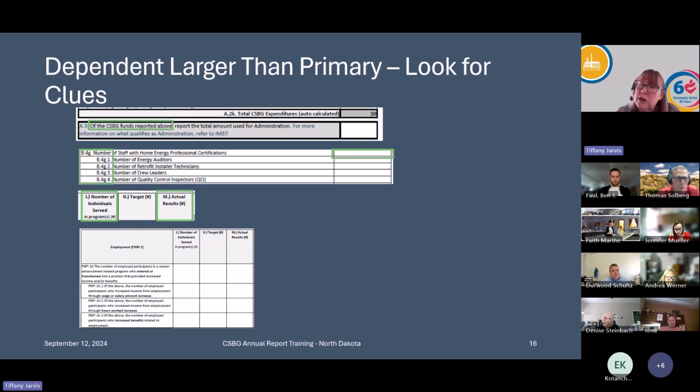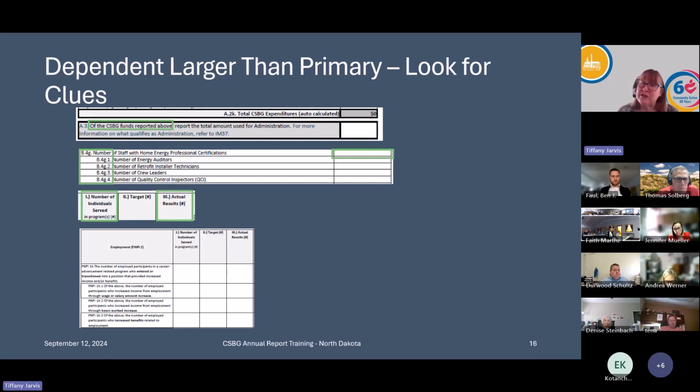We're going to put 2 energy auditors in 4G1, and we're going to put 1 under quality control inspectors because, excuse me, I said that wrong. We have 3 staff. So you put 3 in 4G. 3 of those staff have the energy auditor certification. You're going to put 3 there as well. But 1 of those 3 also is a quality control inspector.